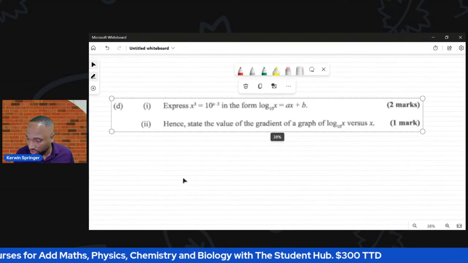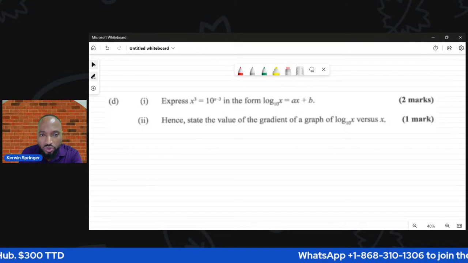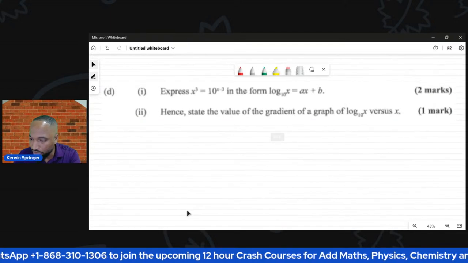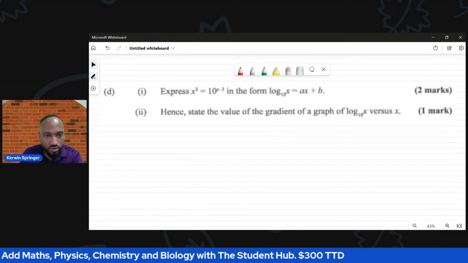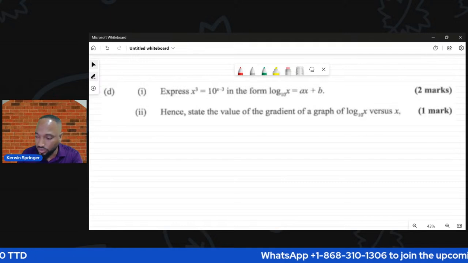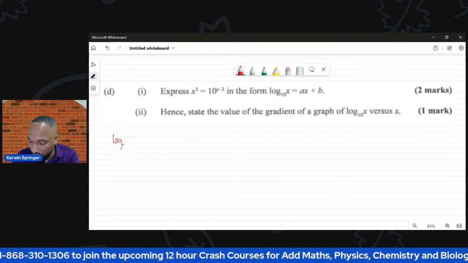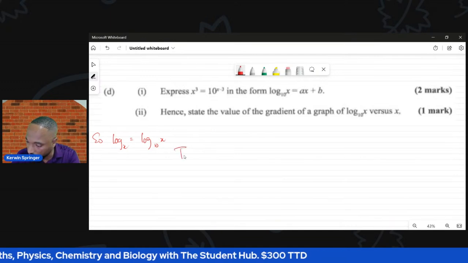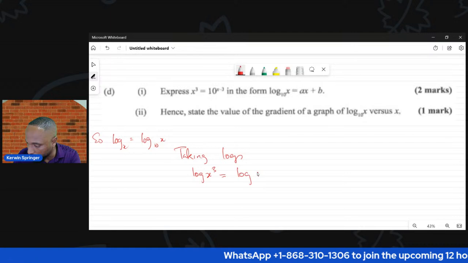So in this final part, which is our logs, express x cubed is equal to 10x minus 3 in the form log base 10. They explicitly tell you to take logs to the base 10 here. So I'm assuming that when I write log, I mean log to the base 10, right? So I'm taking logs of both sides. I'll do log of x cubed equal log of 10x minus 3.